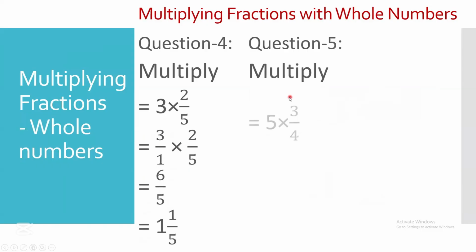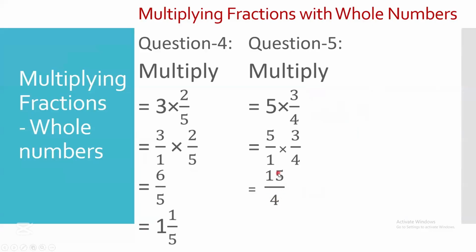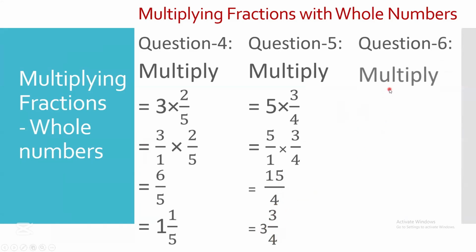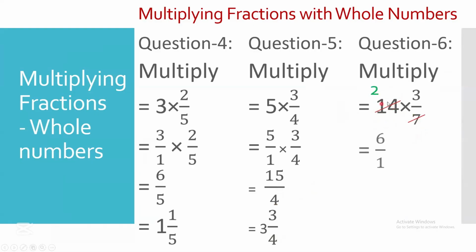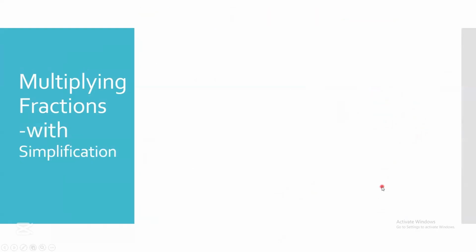Now question number 5. Multiply 5 multiply 3 by 4. So 5 we can write like 5 by 1 multiply 3 by 4. Up and down you cannot cut. So multiply 3 with 5, 15. 4 ones are 4. Now this is also an improper fraction. Divide and make a mixed fraction. 3 times quotient and remainder 3 by 4. Now question number 6, a similar example. 14 multiply 3 by 7. So here you see 14 means 14 by 1, you can divide 14 by 7. You know very well. How many times? 2 times. Very good. So now the answer will be 3 by 2. Up is 6 by 1, which means 6. This 1 down has no value. It will be omitted. It will be 6 here.